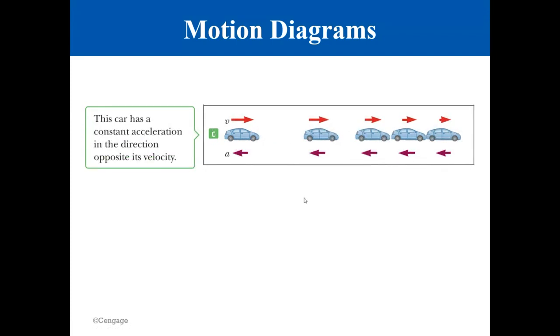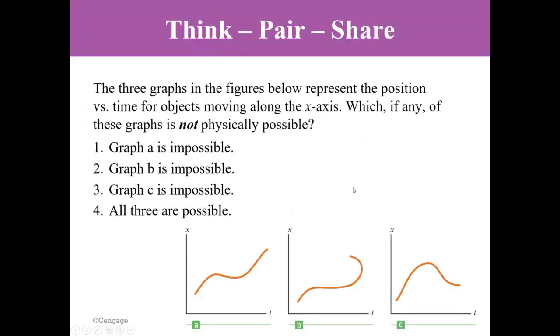This car has a constant acceleration in the negative direction. This is slowing down. Originally the velocity was like this, and the acceleration is opposite. So now the velocity is reduced. After a third second, the velocity is reduced further. Fourth second, reduced further, and so on and so forth until it stops. So I hope that these graphs help us to understand this game very well.